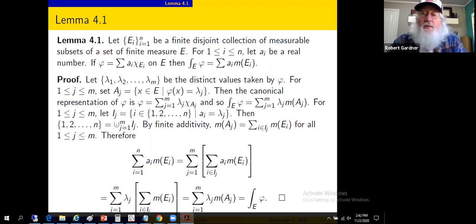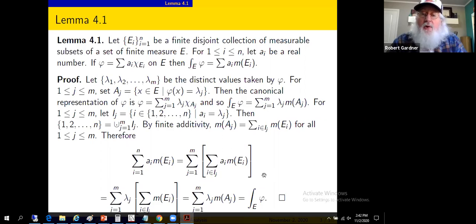And that is what we had as the definition of the integral over E of psi, because that's based on the canonical representation. So we can express the integral in terms of this summation, as well as the summation based on a canonical representation. The big key was to keep those sets you're dealing with disjoint and finite in this particular setting, finite in measure.